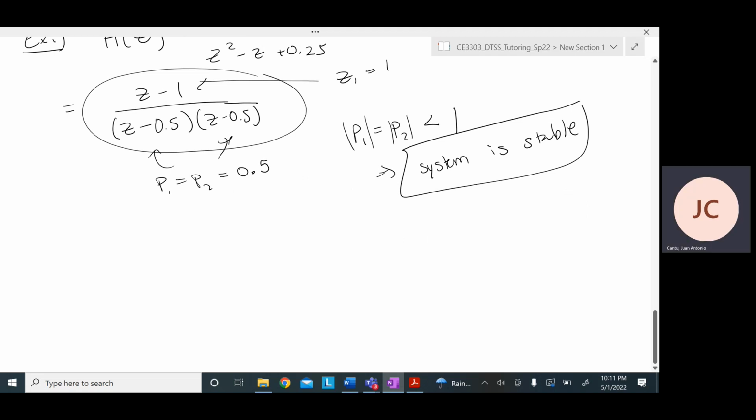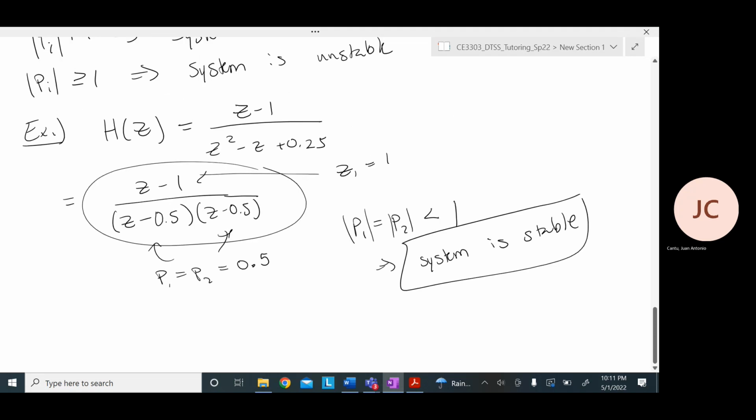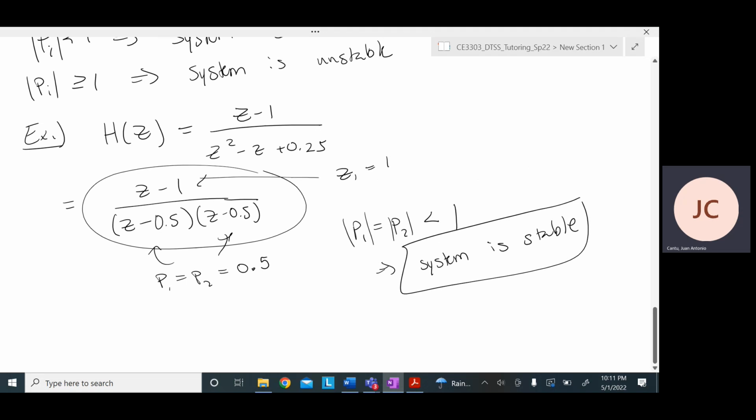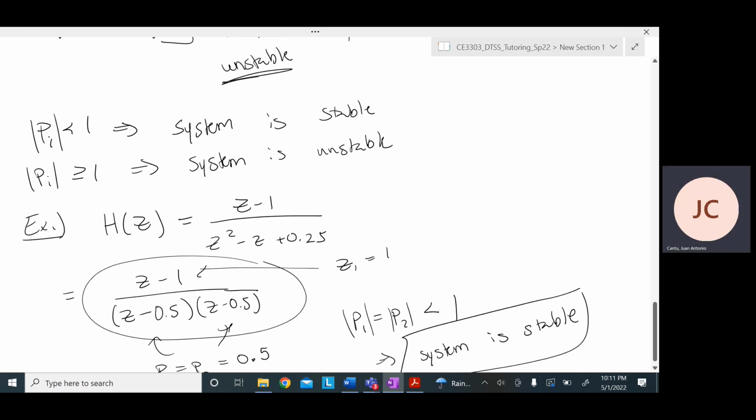Okay, so that, for the most part, concludes the z-transform and transfer function.